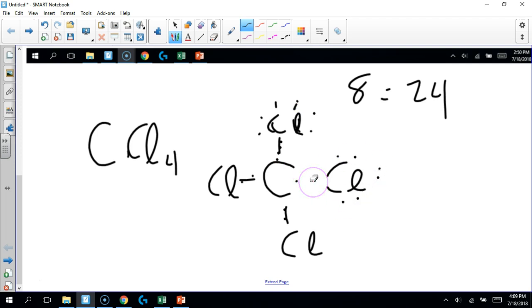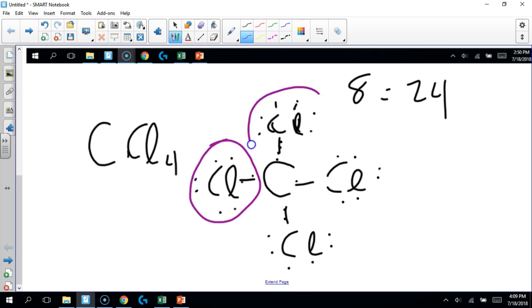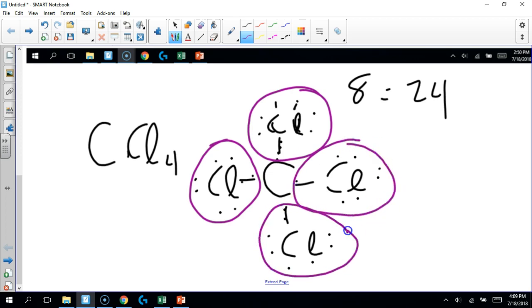And so now we know 1, 2, 3, 4, 5, 6, and the line counts as 2. Then the next chlorine, 1, 2, 3, 4, 5, 6, and the line counts as 2. So this chlorine has 8. This chlorine has 8. This chlorine has 8. And this chlorine has 8. So everything has 8 around it. So this is the checking step. Everything has an octet.